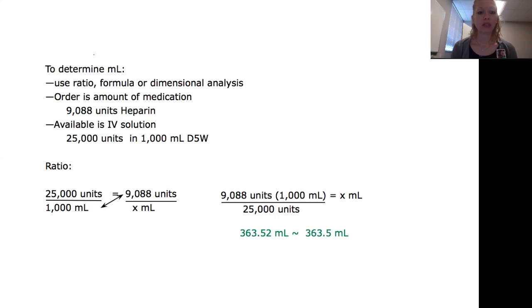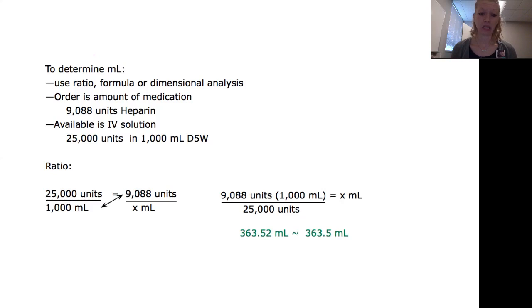And so what this is basically is we're just solving a really big dosage problem. If I know that I have my order of 9,088 units of heparin, I can then use my IV solution as my available medication in order to determine how many milliliters I need to be administering. So to solve this as a ratio, what we would do is we would set up our available information on the left-hand side first, and we would say 25,000 units in 1,000 milliliters. And then I would set that equal to what I'm trying to solve for.